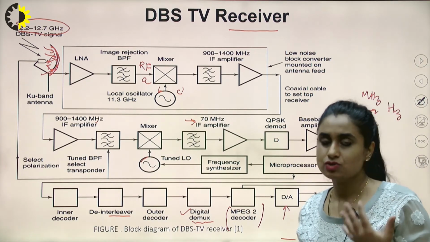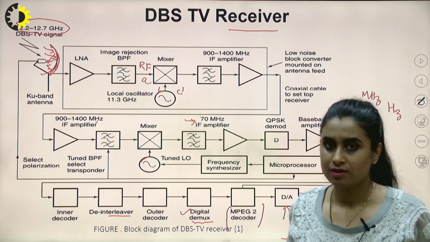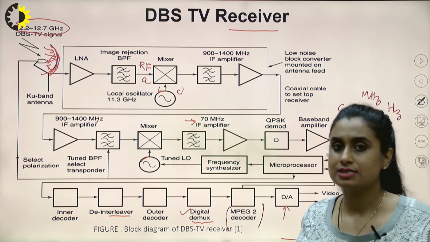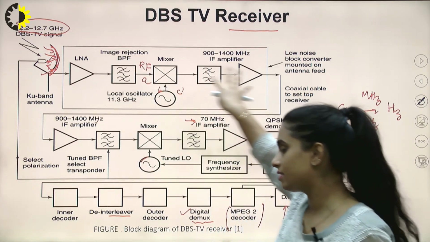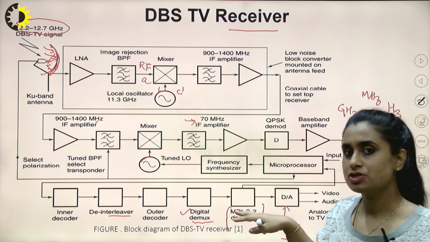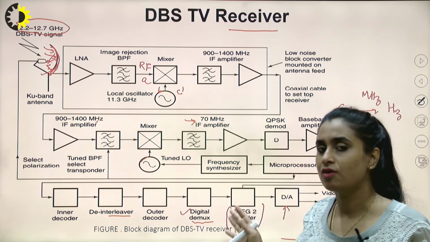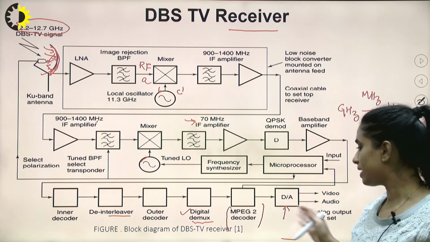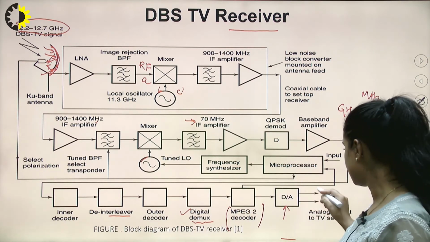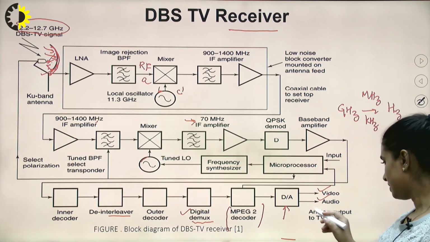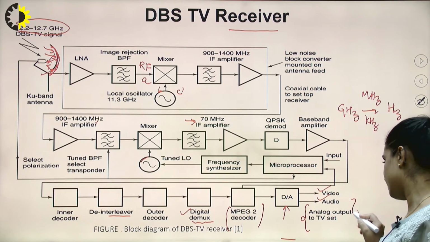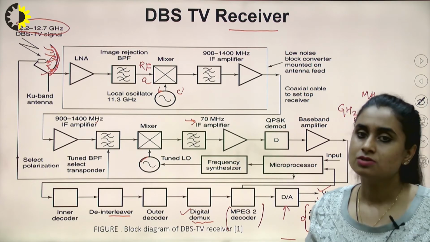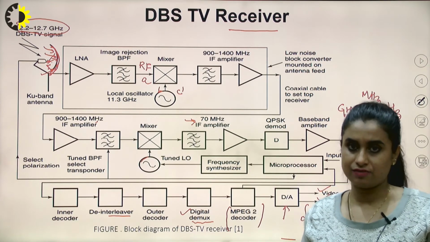That is, we need to see the video, right? Pictures in moving form. We need to hear the audio. These are analog signals. As the signal has traveled in digital form, finally it has to be converted back into analog form from the digital bits, right? So finally we have a D2A converter, and we are able to see here the video and audio of it. That is the analog output to the TV set, which we get to see on our screen. So this is how my DBS-TV receiver works.